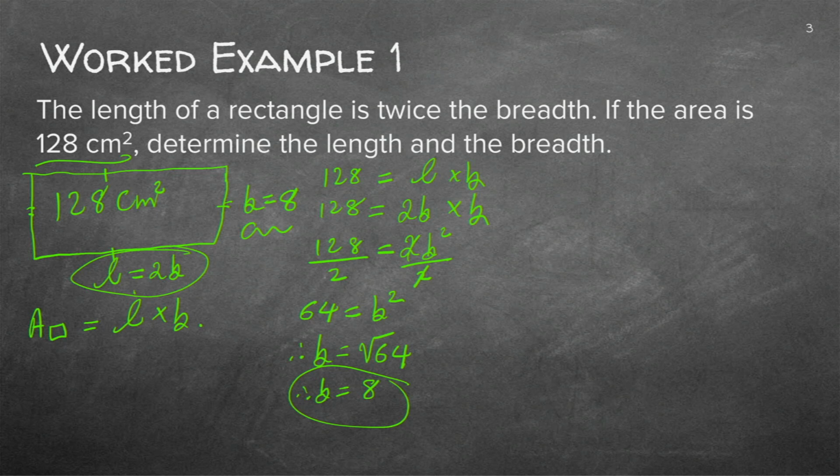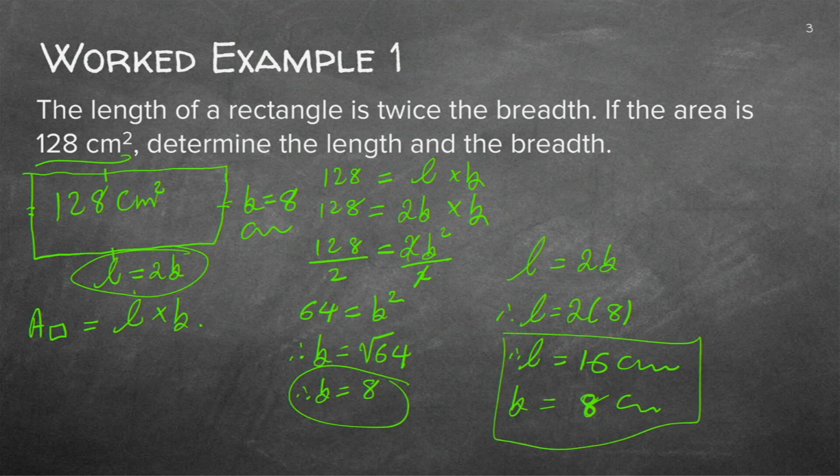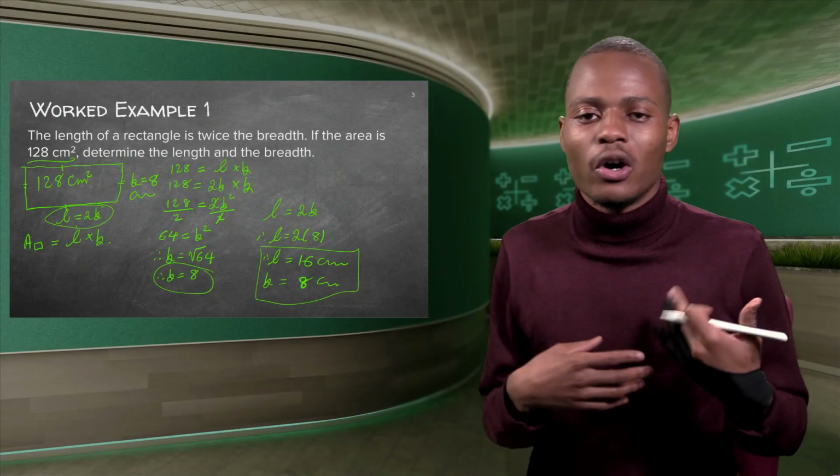So it means the other side is twice B. Because L is equal to 2B, therefore L is given by 2 times 8. So that is why L is given by 16 centimeters. So you have L 16 centimeters and B is given by 8 centimeters, not 18, it's given by 8 centimeters, guys. So that is how you solve this type of problem, and you've easily found the values of each side.